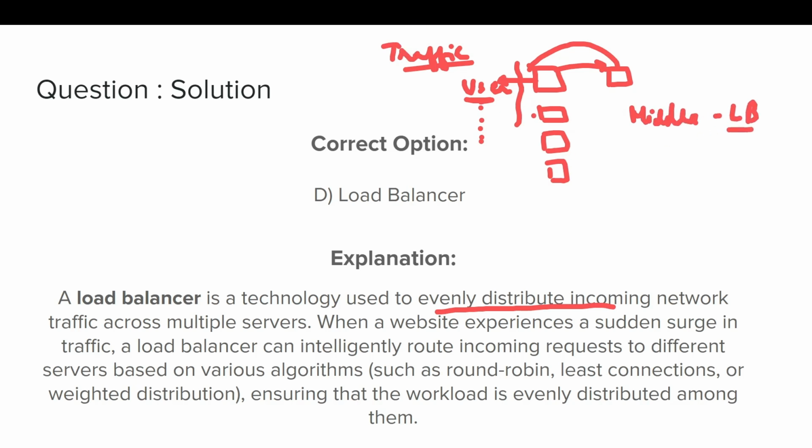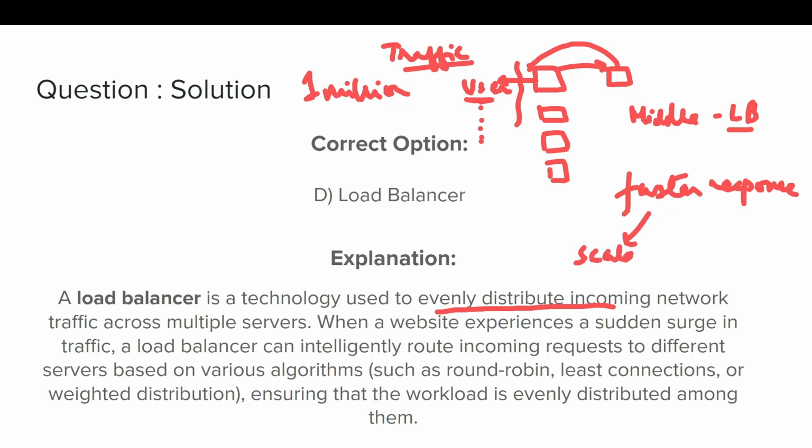So I don't want to burden just one single server. I have to distribute my 1 million requests between all the servers that I have. If I divide the request equally between all the available servers, then I will be able to get faster response time. If I get faster response time, what am I trying to achieve? I'm achieving scalability. I'm able to scale my application more.